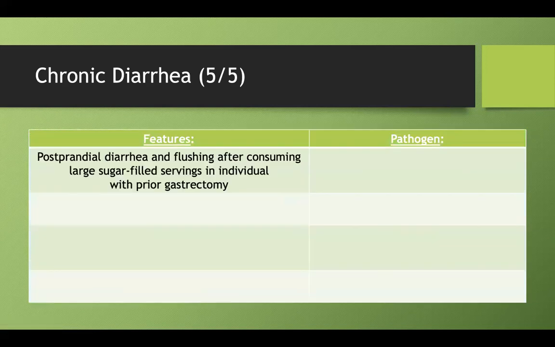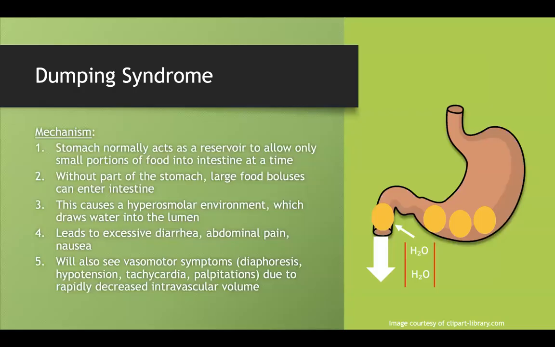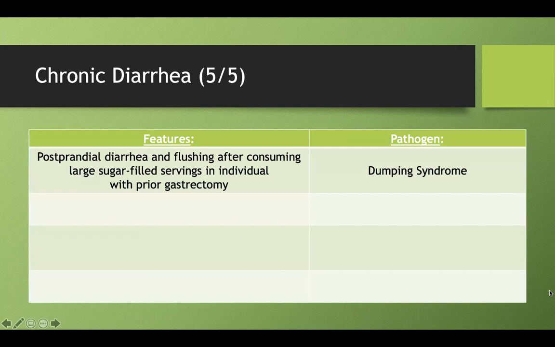All right. And what if you see somebody who has postprandial diarrhea and they get facial flushing after consuming large sugar-filled servings in somebody who had a recent gastrectomy or some gastrectomy in the past? So that's describing dumping syndrome, which we've already talked about. And all I want to mention here, I don't want to go over the entire pathogenesis, but basically you have so much solute here rushing into your intestines, and that'll form an osmotic diarrhea. So you'll get excessive diarrhea, and that's why you have to eat in smaller portions to avoid that.